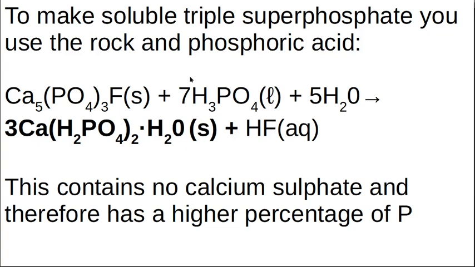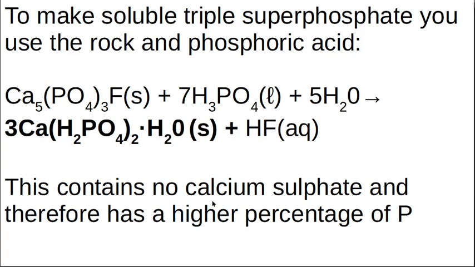You can also make triple superphosphate, soluble triple superphosphate, and you take the same rock, but now you mix it with phosphoric acid. Okay, remember the other one mixed it with sulfuric acid, but now you're taking the rock and mixing it with some phosphoric acid that you probably made from the same rock, and then you get this weird chemical formula here and the hydrogen fluoride.